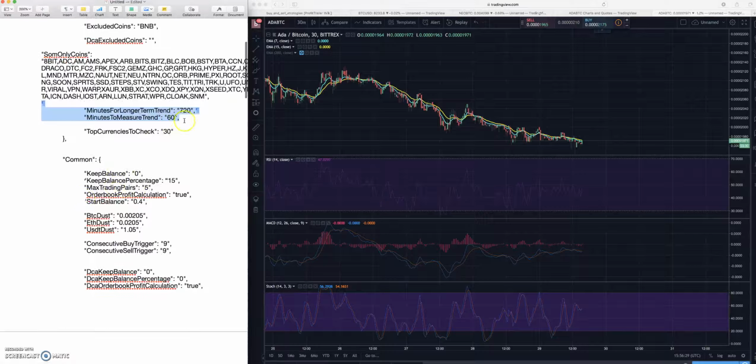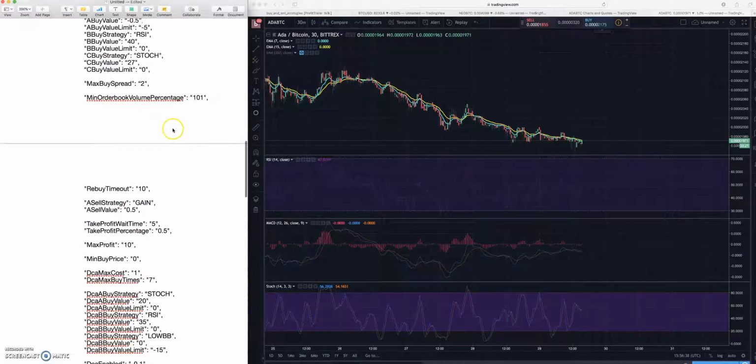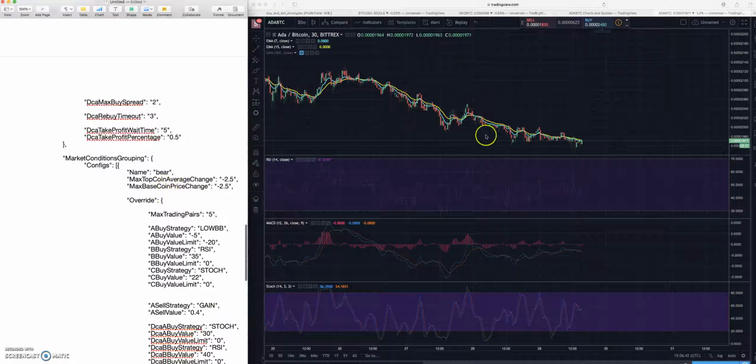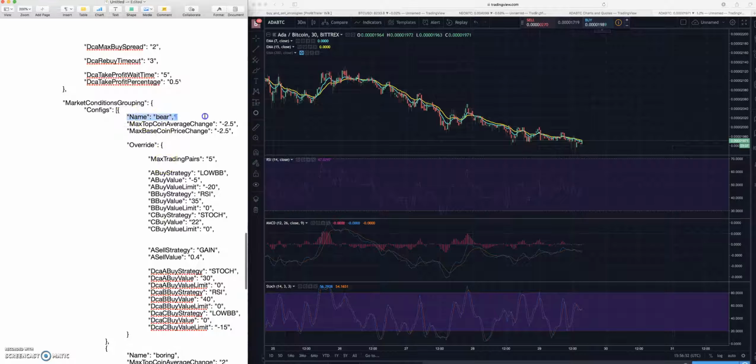And so it'll give us just one more kind of check to say, hey, are we in this market condition or not? And that's going to be the way I'm going to decide what market conditions we're going to go into. And then in a bearish trend like this, one of my minutes to measure trend or my medium minutes to measure trend will tell my PT Feeder, hey, you're in a bear market.